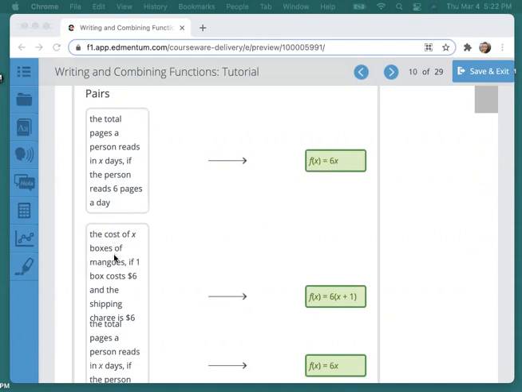The cost of boxes of mangoes, if one box costs $6 and the shipping charge is $6 per order. So this $6 per order is going to be plus, and then this 6 is going to be per box. So X plus 1 times 6, because they're only going to ship one box at a time.